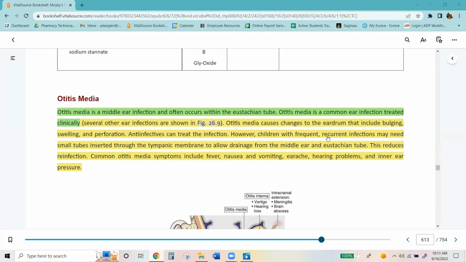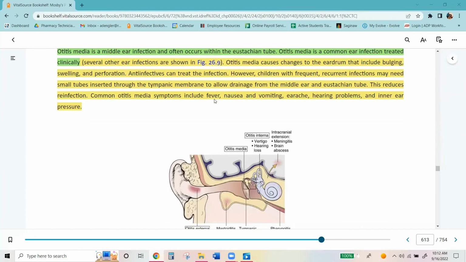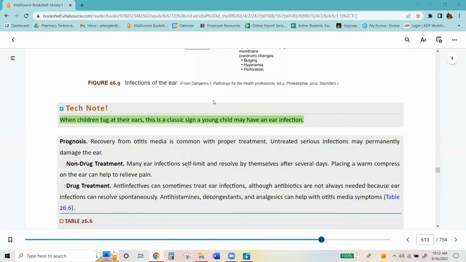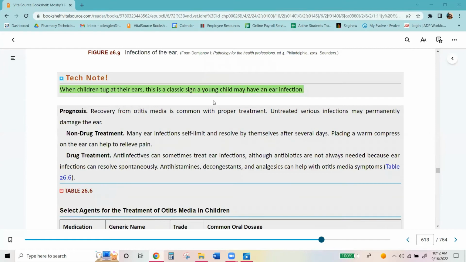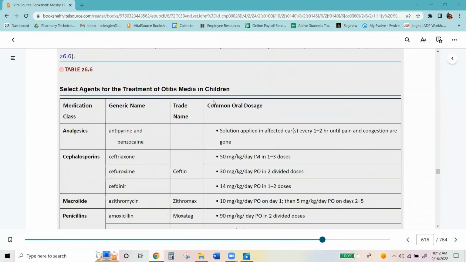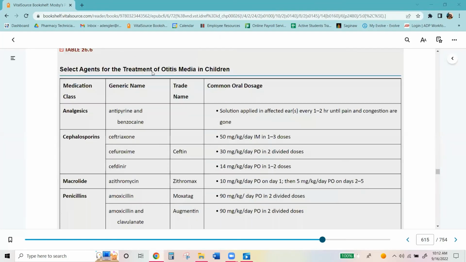It causes changes to the eardrum that include bulging, swelling, and perforation. Anti-infectives can treat the infection. However, children with frequent recurrent infections may need small tubes inserted through their tympanic membrane to allow drainage from the middle ear and auditory tube. This reduces reinfection. Common otitis media symptoms include fever, nausea, and vomiting, earache, hearing problems, and inner ear pressure. When children tug at their ear, this is a classic sign that they may have an ear infection. So we have common agents for the treatment of otitis media in children.